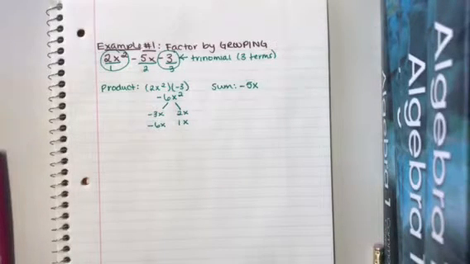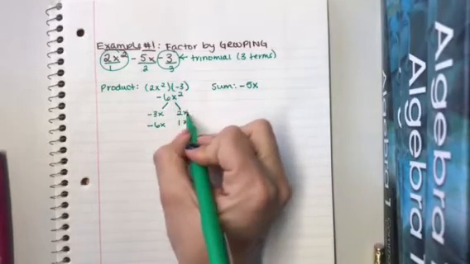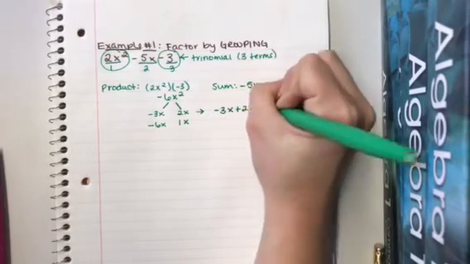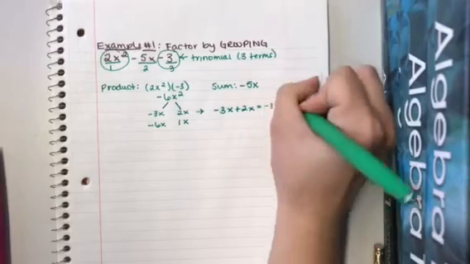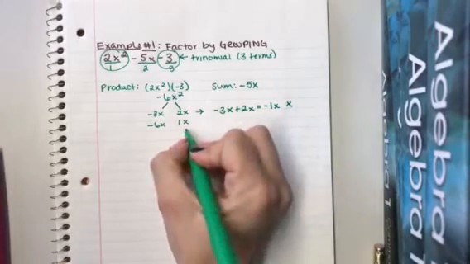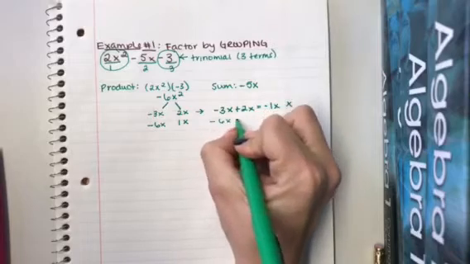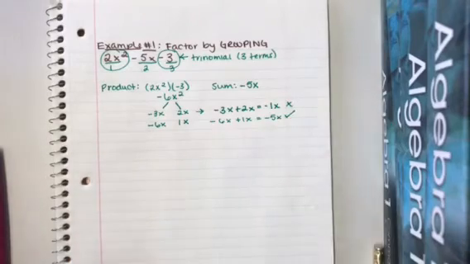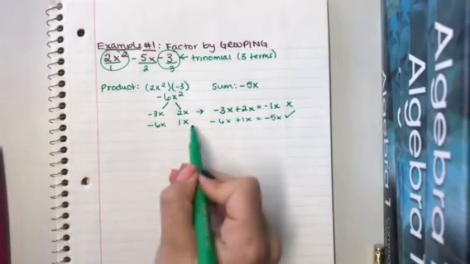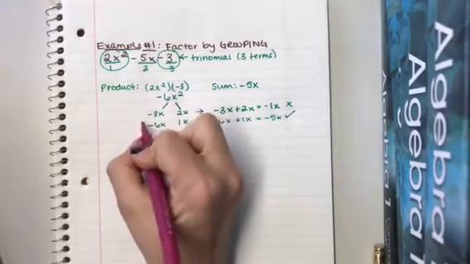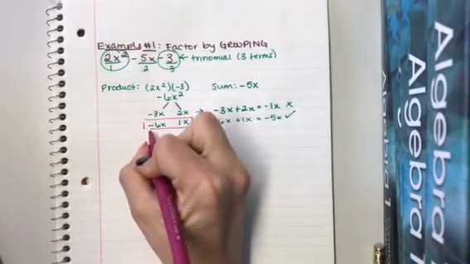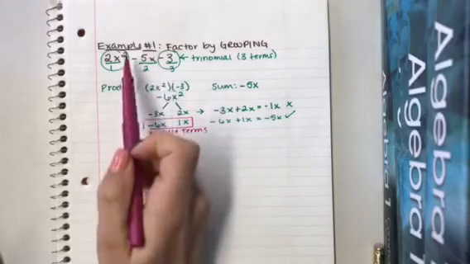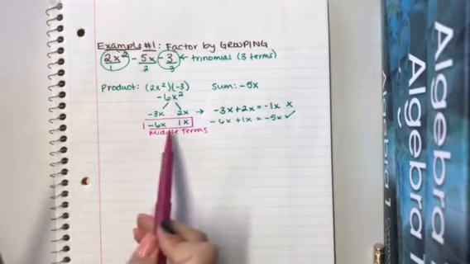So what I do next is I think, what would the sum of these be? So negative 3x plus 2x would be negative 1x. So it can't be that because that's not what I want. And then I do negative 6x plus 1x, and I find that that's negative 5x. This is exactly what I want my sum to be. So these are my 2 factors, okay? This negative 6x and 1x, these are going to be what I call my new middle terms, because I'm going to replace my original middle term with my 2 new middle terms.